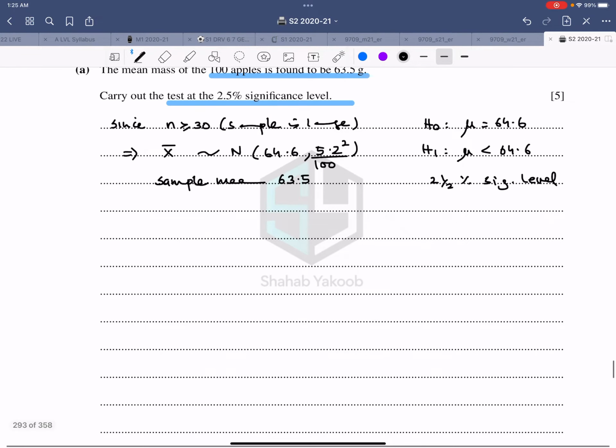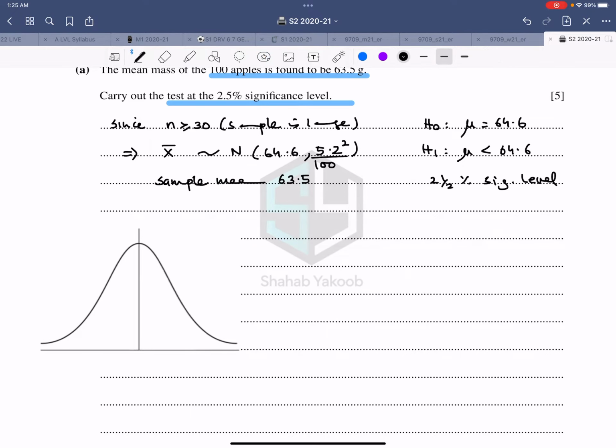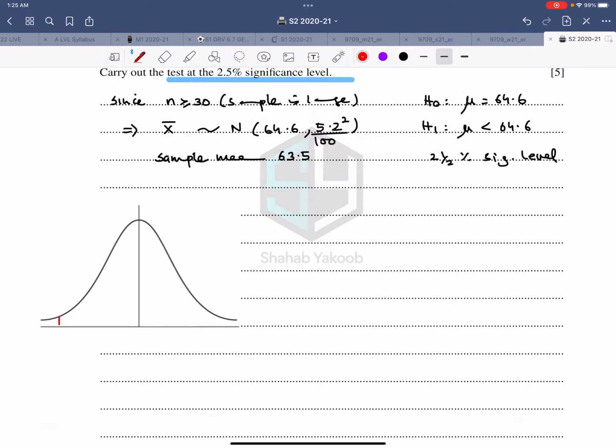Now for 2.5% significance level, the Z value is 1.96. So it's a lower tail test. Let me mark it over here. This is the 2.5% significance level. This is 0. This is negative 1.96. I've already prepared the table for you.